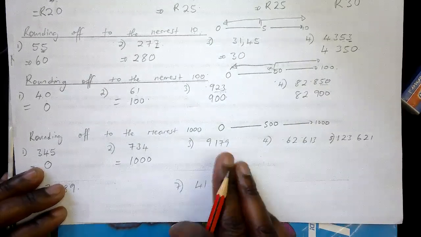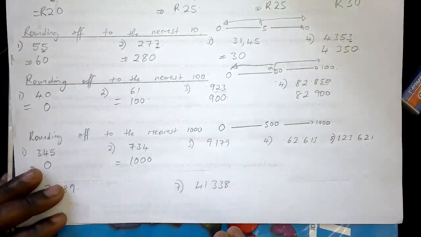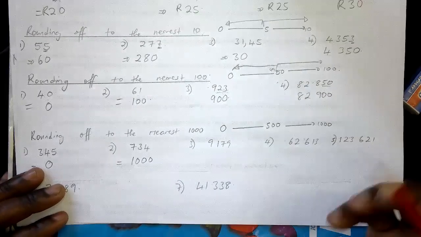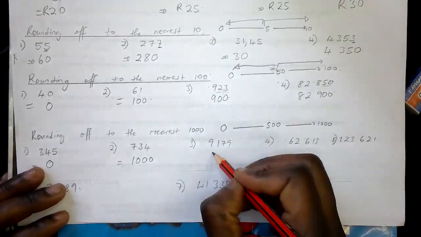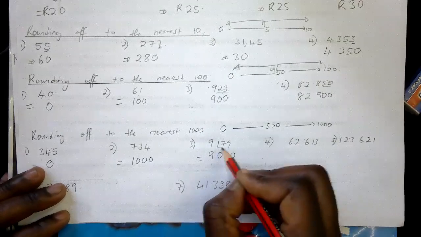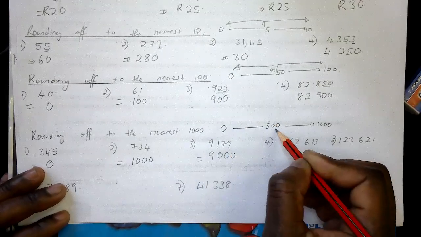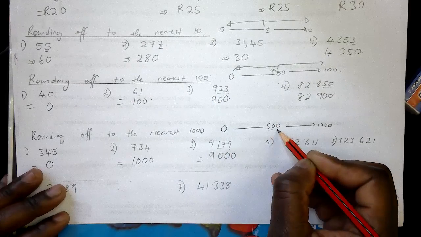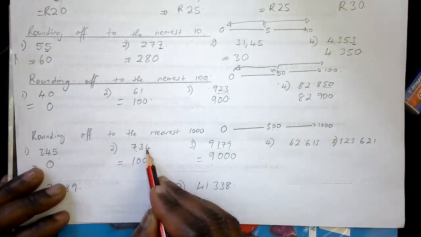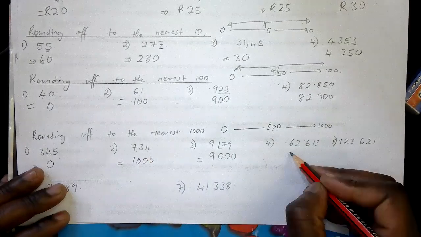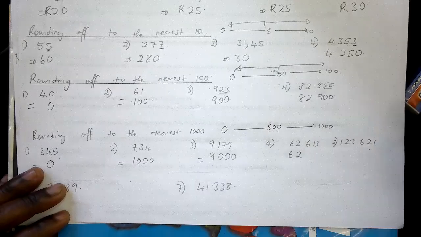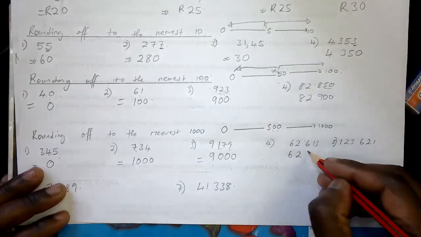Could we say this person is close to 10,000? No, it's not close to 10,000. It's close to 9,000. Simply say, I have got 9,000 here, my brother. So it's going to be 9,000 here, because 179 is below 500. 345 is below 500, 734 is above 500, so close to 1,000. Then we see that this one, 613, is actually close to 1,000, so it's above 500.